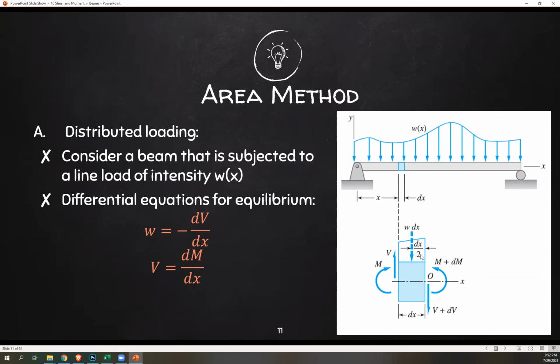So the area of a rectangle is base times height. Since this is a very thin segment, base is just dx. Again, differential x is a very small number, so dx. And then height is your w. That's why the point load version of this is w dx. And then it acts at the centroid of your shape. Again, your shape is a rectangle, so it's just at midspan. That's why this is dx over 2.